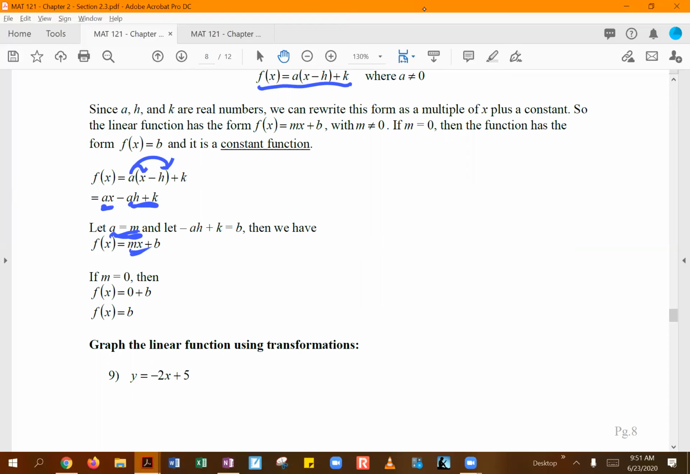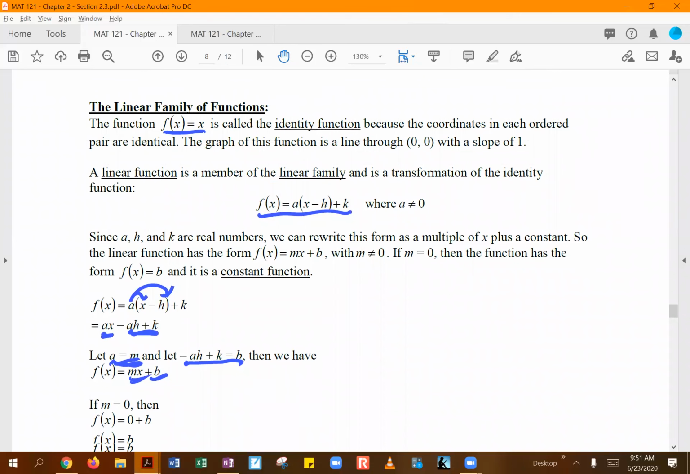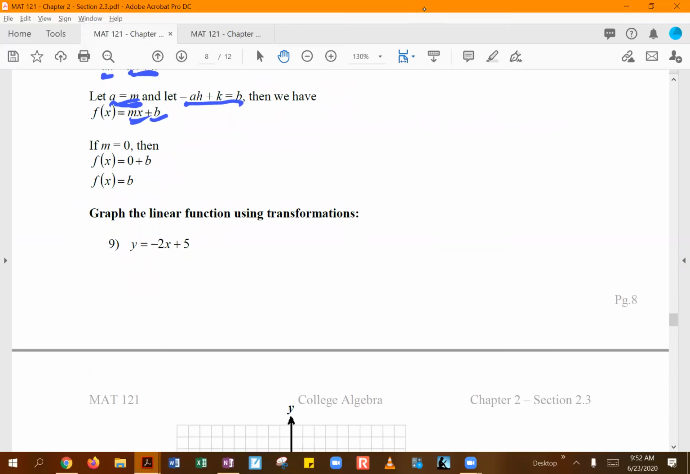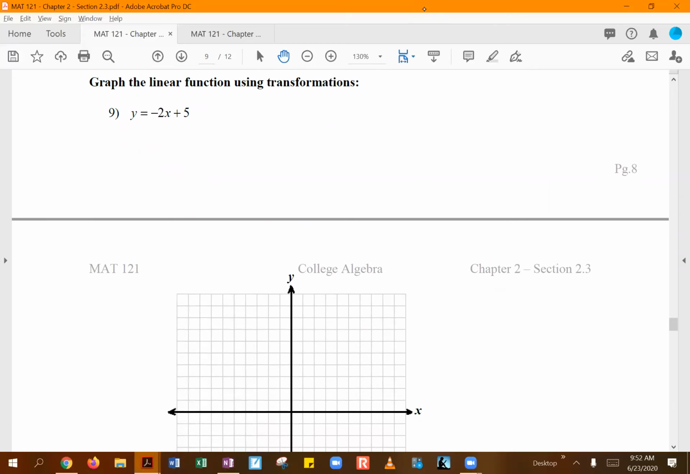So you can go ahead and combine all of them, simplify that, and that can become your b value, which is your y-intercept. So all transformations for the linear family of functions will end up looking like f of x equals mx plus b, where m is the slope of your line and b is the y-intercept, right? And so in this linear family of functions, as you can see in example 9, y equals negative 2x plus 5.